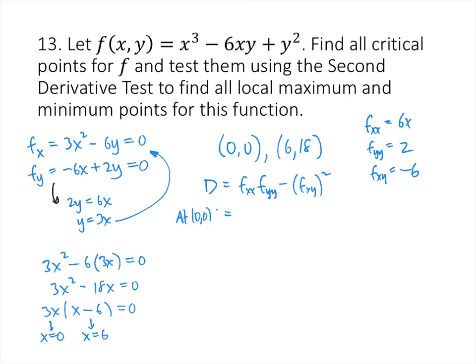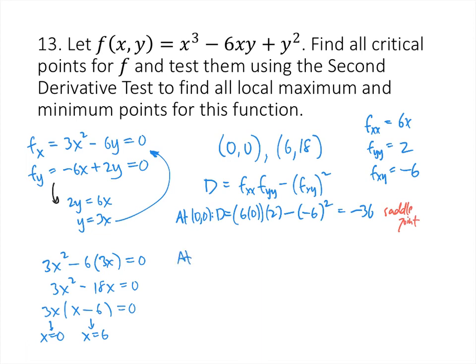at 0, 0, D equals, well, that's going to be 6 times 0 for my f sub xx, times 2 minus negative 6 squared, that's negative 36. And since D is negative there, that means I have a saddle point.